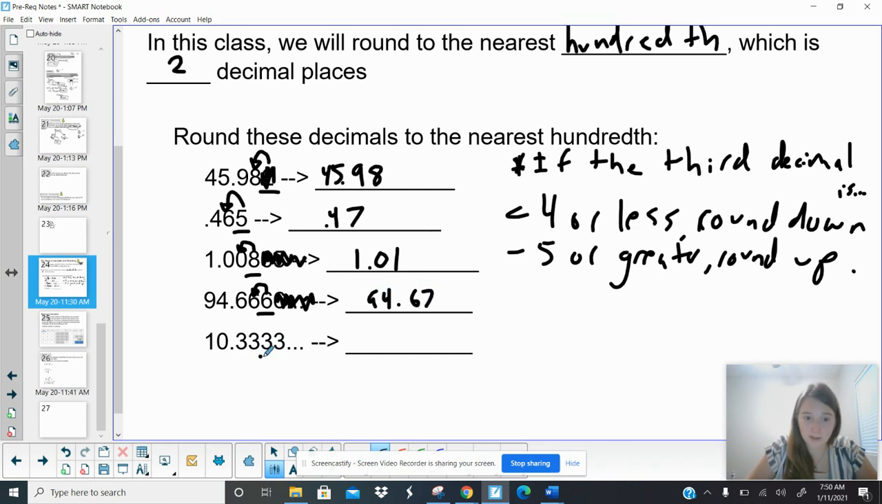Here, though, my third decimal is a 3. And again, these other 3's back here don't matter. Well, 3 is 4 or less. It falls into that category. So that means I'm just going to leave this as 0.33. So hopefully that makes sense.